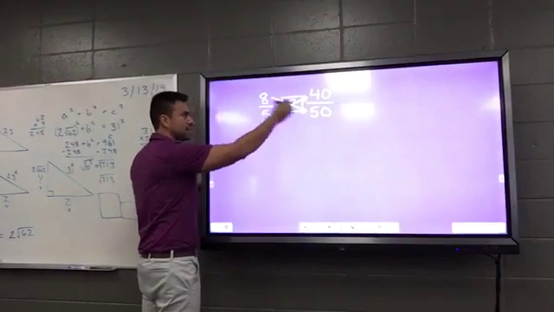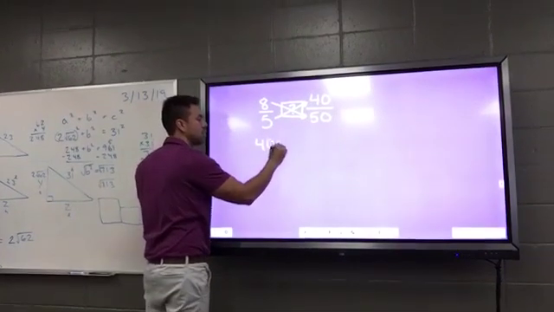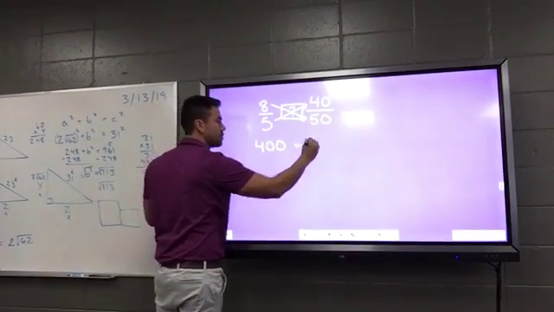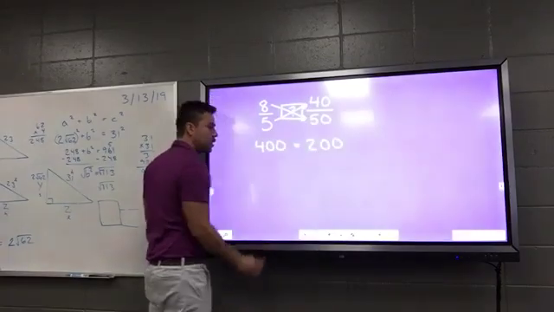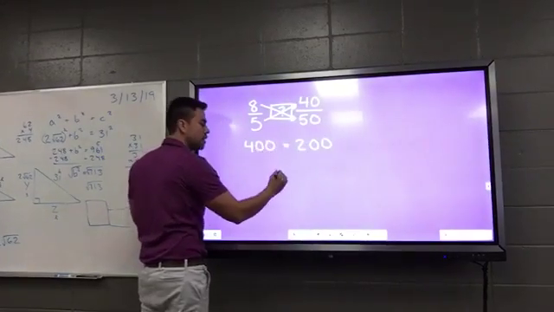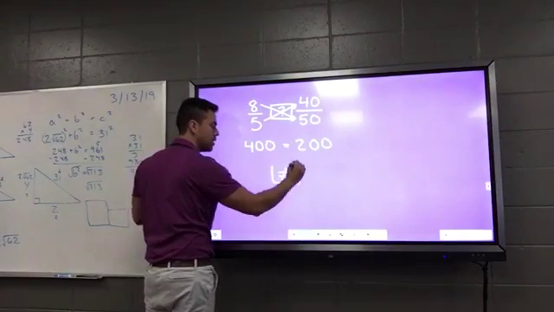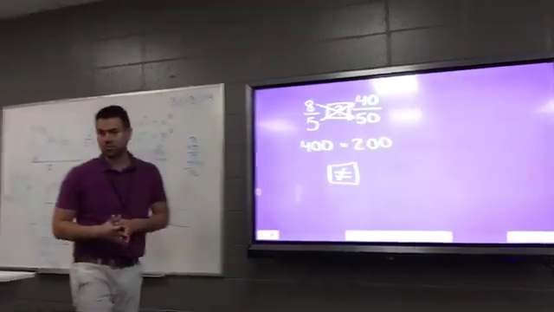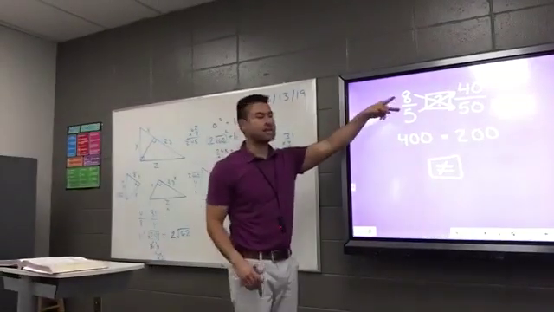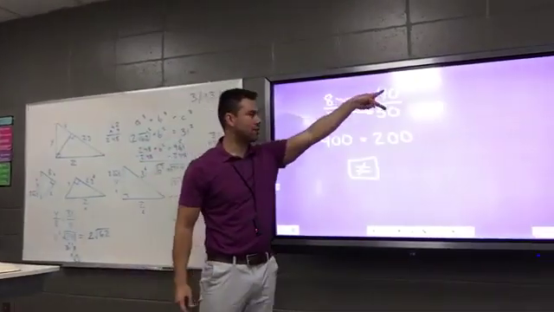Cross multiply. 8 times 50? 400. 5 times 40? 200. Are these two equal? No, so you put this as your symbol. That's your answer. Not equal to. So is 8/5 equal to 40/50ths?